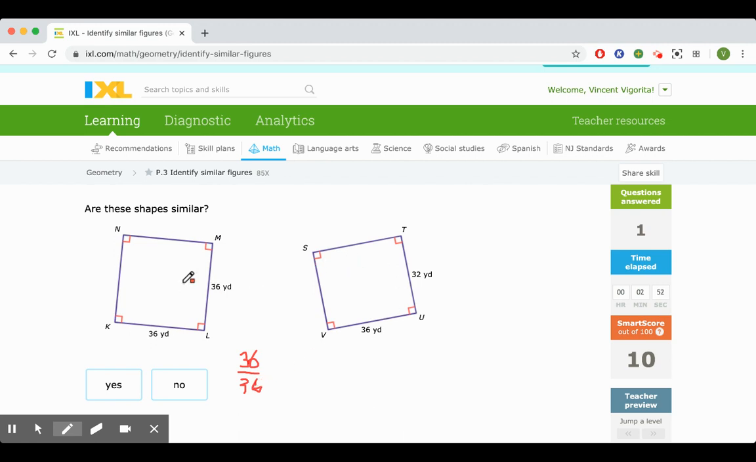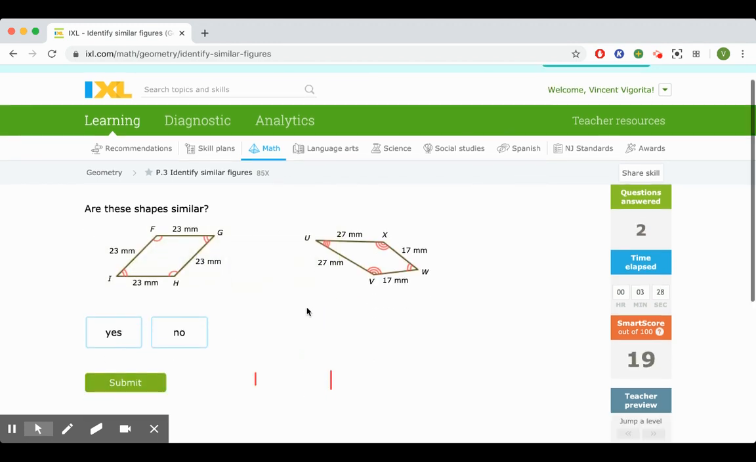Okay. Now here, if you look, 32, sorry, and 36. So these ratios are not the same. They're not equal, so they don't make a proportion. But you probably noticed that because this one, all the sides are the same, and this one, all the sides are not the same. So you could have seen that already. But it's good to do this anyway so you get the idea, because some examples won't be so easy. So that's a no.